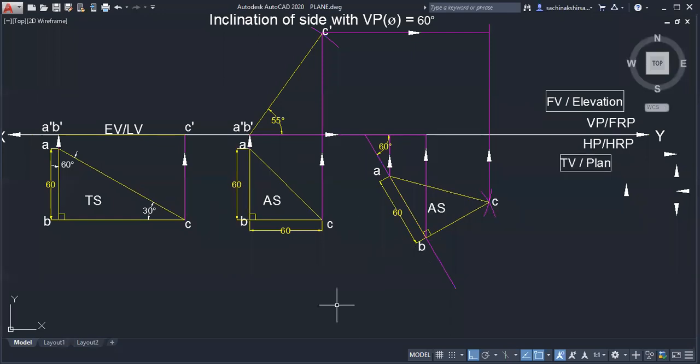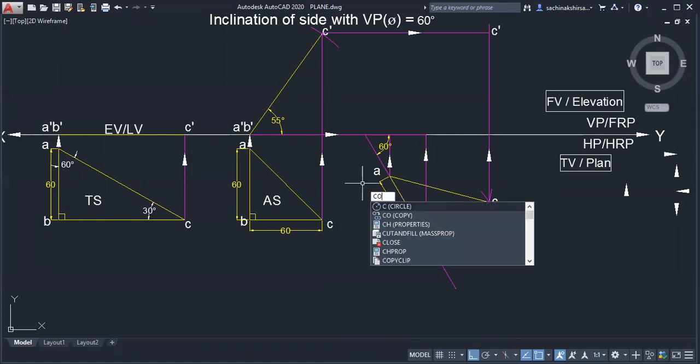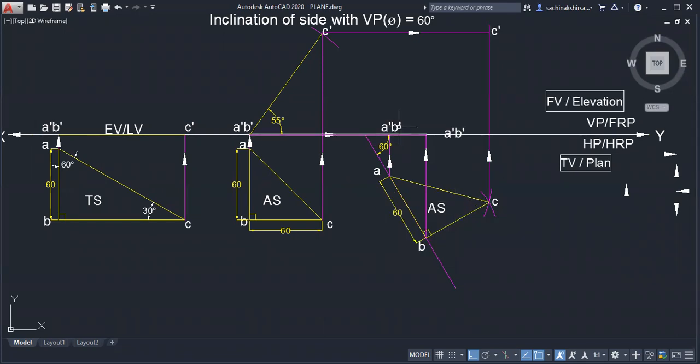As the plane is resting on which side? Side AB. So till the end, which points will remain on XY line? A dash B dash. It should remain till the end on XY. Referring to the projection line, here there will be A dash, here there will be B dash. Then last stage, join all points. So the triangle is looking something like this.